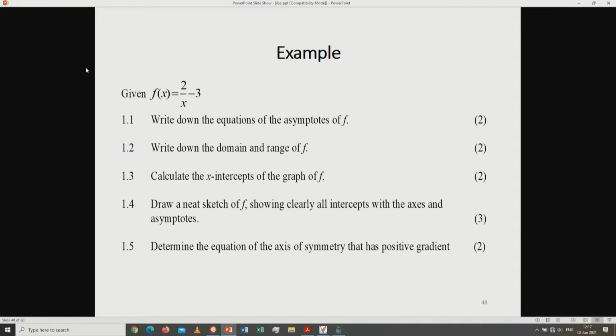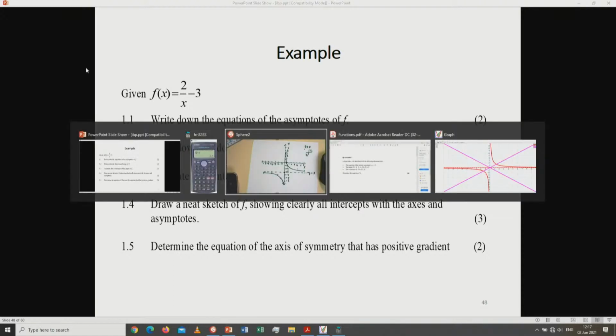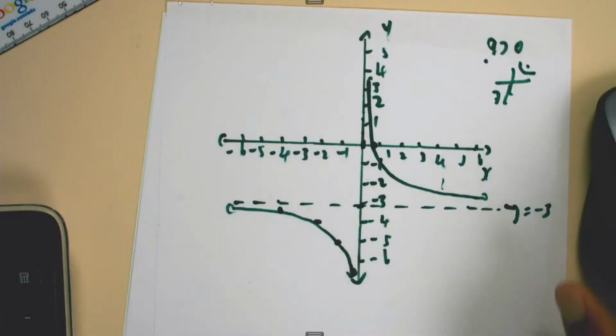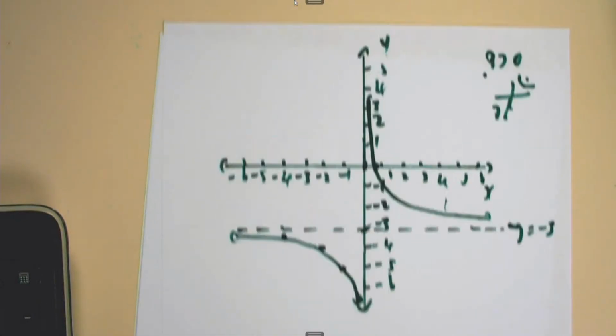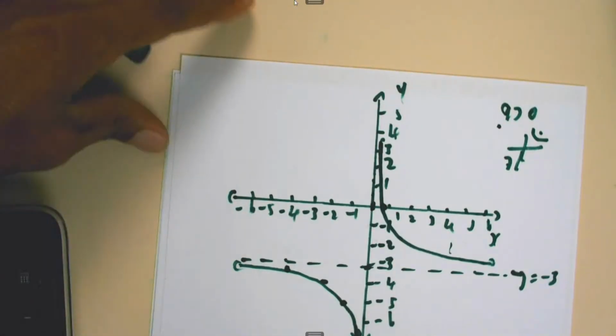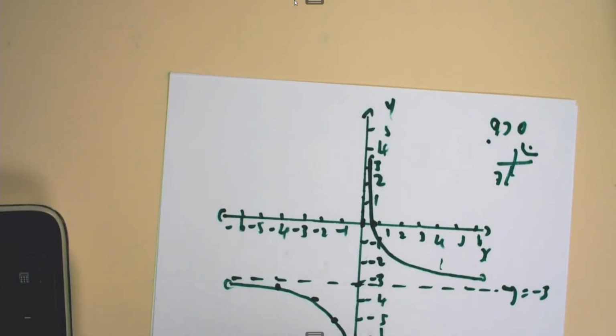Okay, right, now 1.5 says determine the equation of the axis of symmetry that has a positive gradient. Now it is taking us back to the linear. You remember we started with the linear. How do I know that the gradient is positive? Right, I think we spoke about 4 lines. The first one is this one.